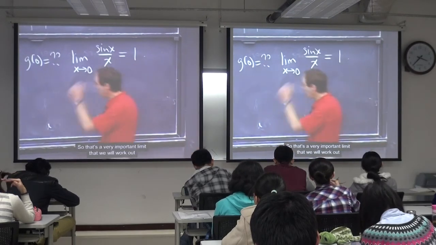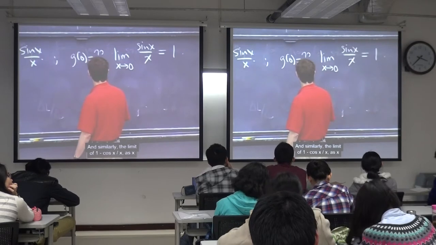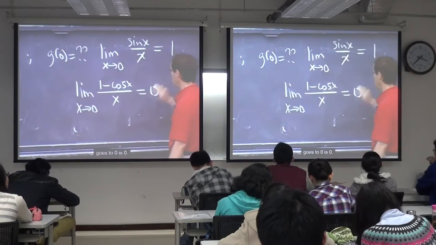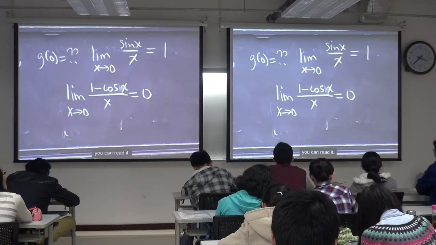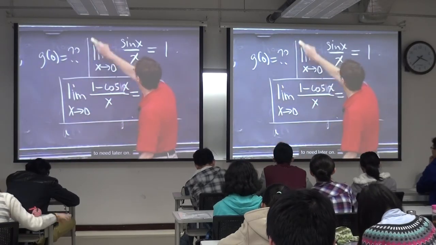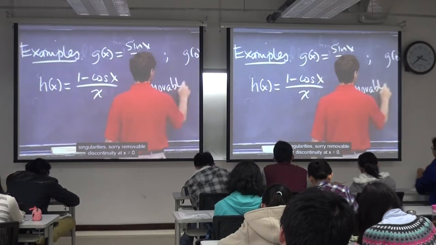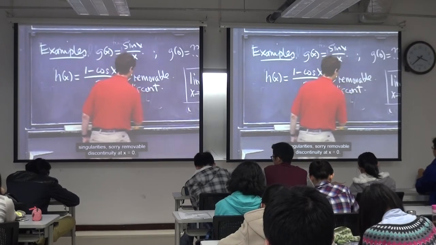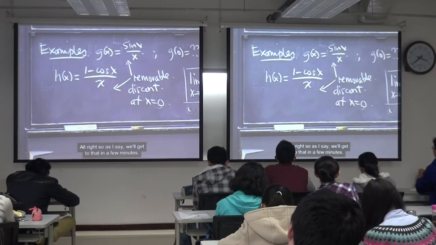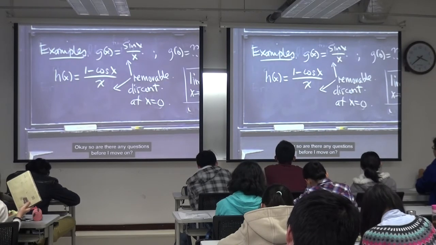So that's a very important limit that we'll work out either at the end of this lecture or the beginning of next lecture. And similarly, the limit of 1 minus cosine x divided by x as x goes to 0 is 0. Okay, so these are very useful facts that we're going to need later on. And what they say is that these things have removable singularities. Sorry, removable discontinuity. All right, so as I say, we'll get to that in a few minutes. Okay, so are there any questions before I move on?